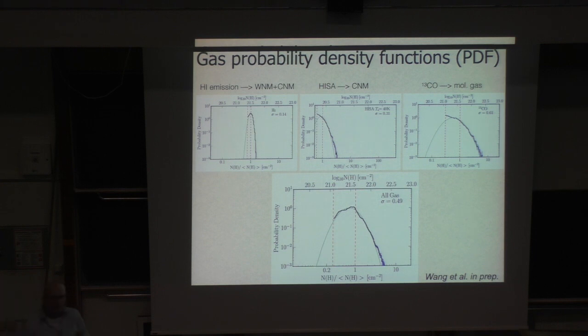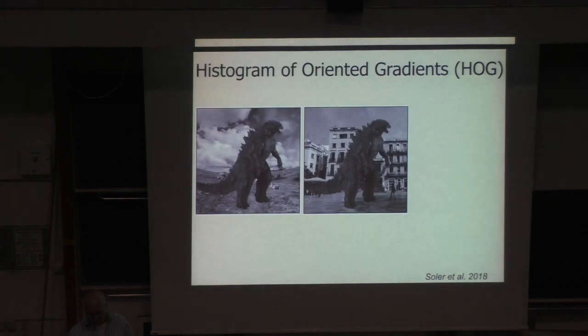A very different approach to do this has recently been developed here by Juan Soler, and I'd just like to show you a little bit what we do with this. So what is this approach? This is the so-called histogram of oriented gradients, HOG. You may hear the word HOG in the future a bit more.